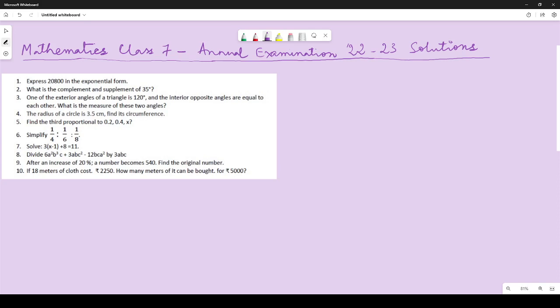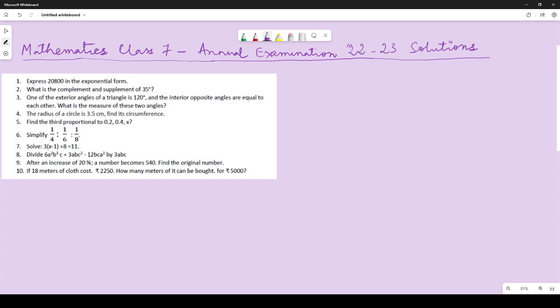Hello everyone, so we are going to take up the annual examination solutions for mathematics class 7. So let us take up the questions from section A first. Now the question over here is express 20800 in exponential form.